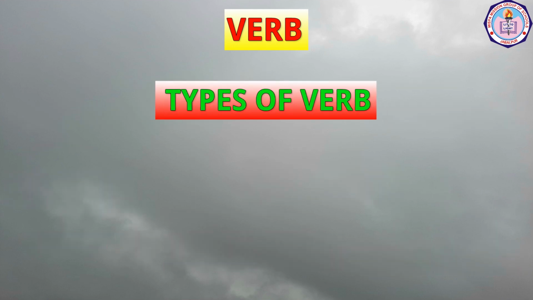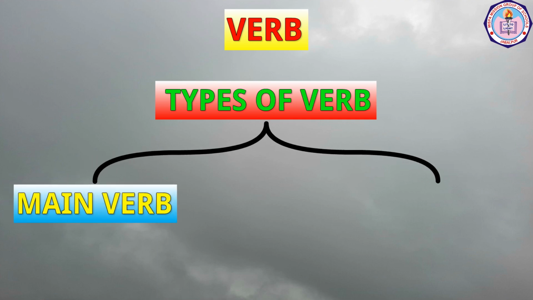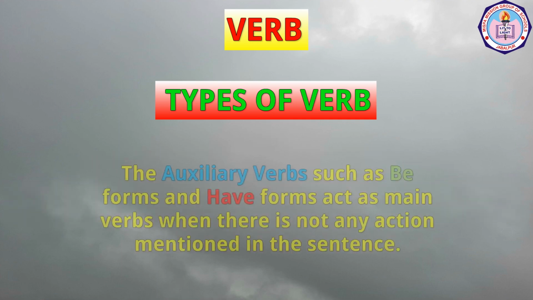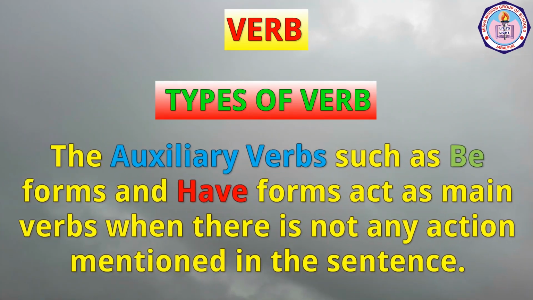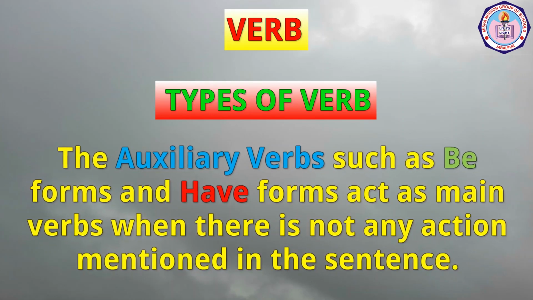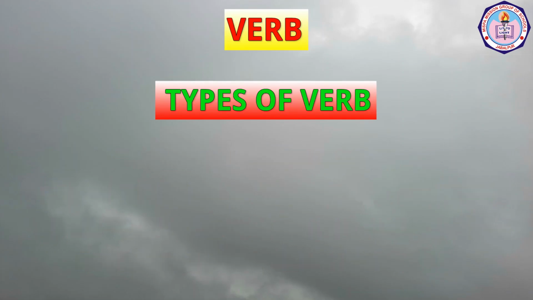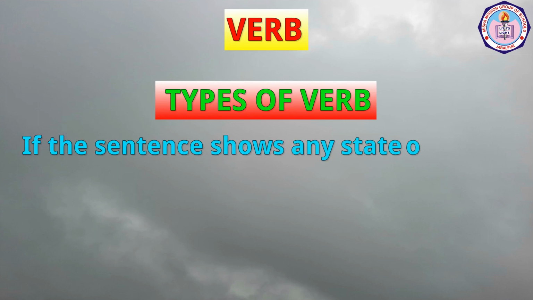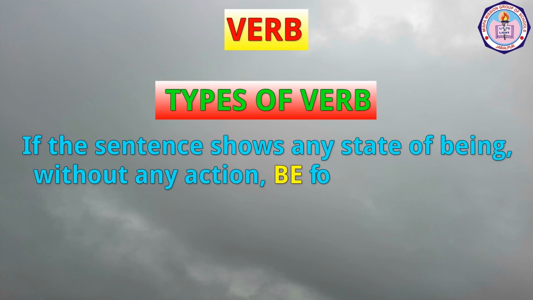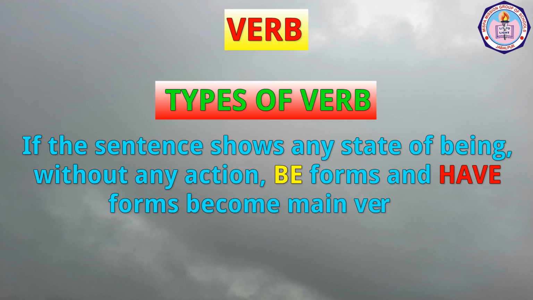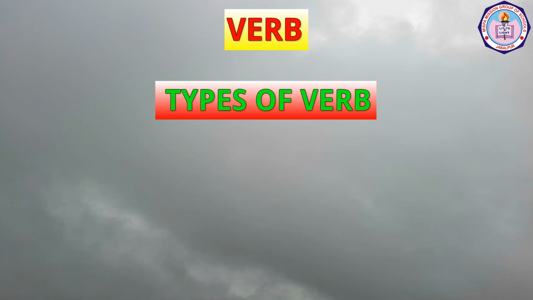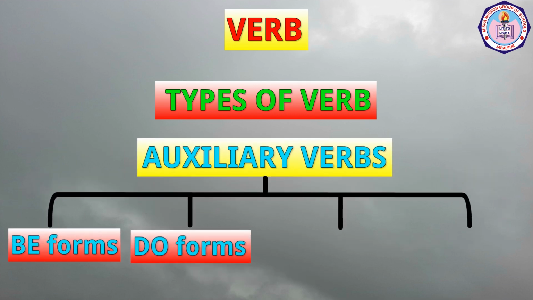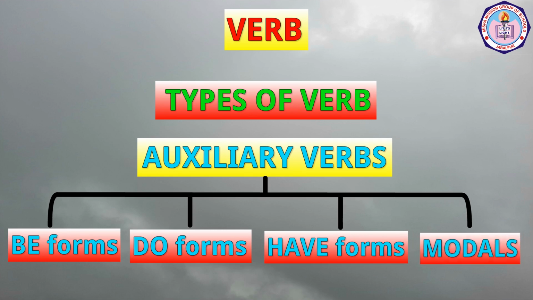Let us discuss the types of verb first. Types of verb include main verb and auxiliary verb. The auxiliary verbs such as be forms and have forms act as main verbs when there is not any action mentioned in the sentence. In other words, if the sentence shows any state of being without any action, be forms and have forms become main verbs. All four forms of verbs are treated as main verbs. Auxiliary verbs include be forms, do forms, have forms, and modals.